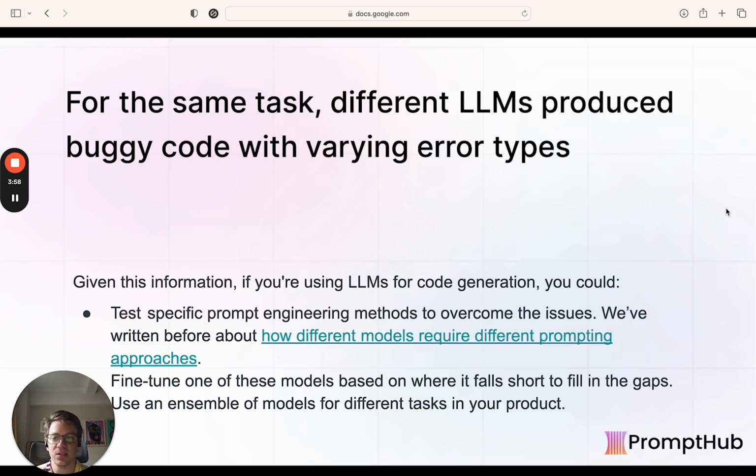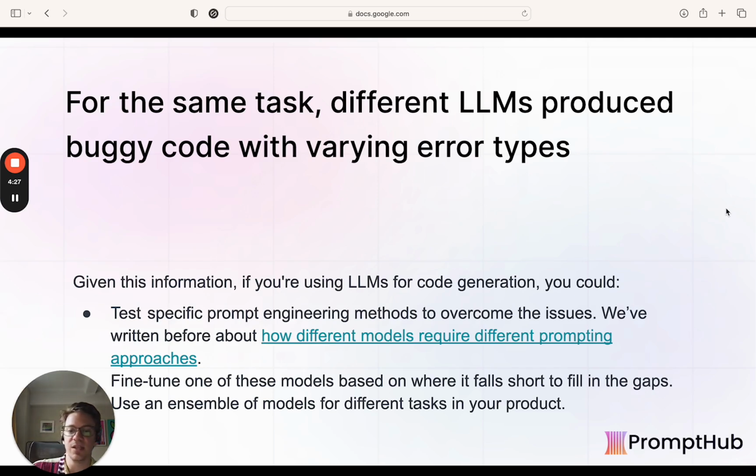Something additionally worth noting here is that for the same Python task, different LLMs produced buggy code with varying error types. So it wasn't like there was one Python programming task and all of the models produced garbage code for it. It points to the fact that different models have very different strengths and require different prompting approaches, different styles, and a lot of different things to do.